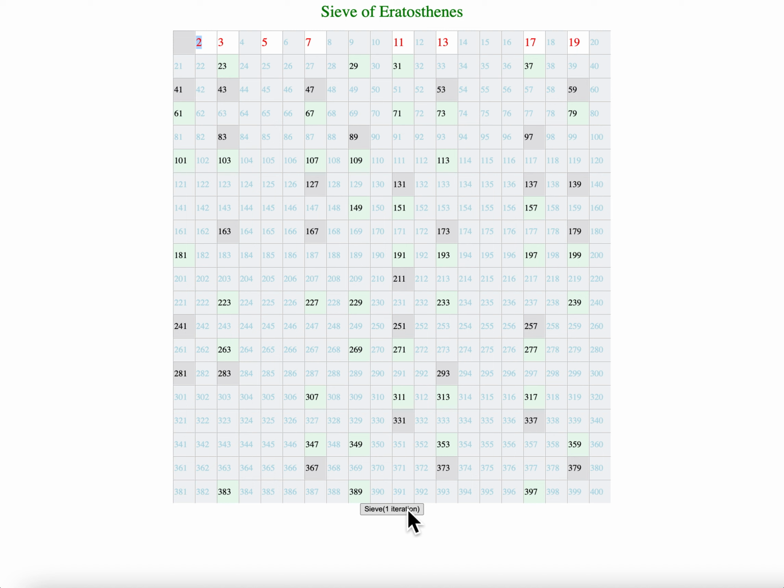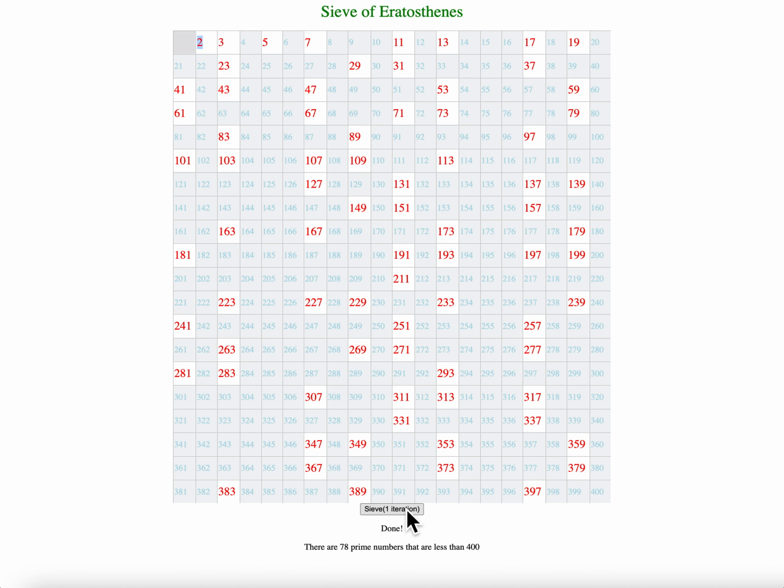Now you should be done, because again, the square root of 400 is 20. There's no point in looking for a factor greater than 20 in this case. All the numbers that are left must be prime numbers. So we can see that we're done. All the numbers marked here are prime numbers. There are 78 of them. So that's the illustration of how the algorithm works.